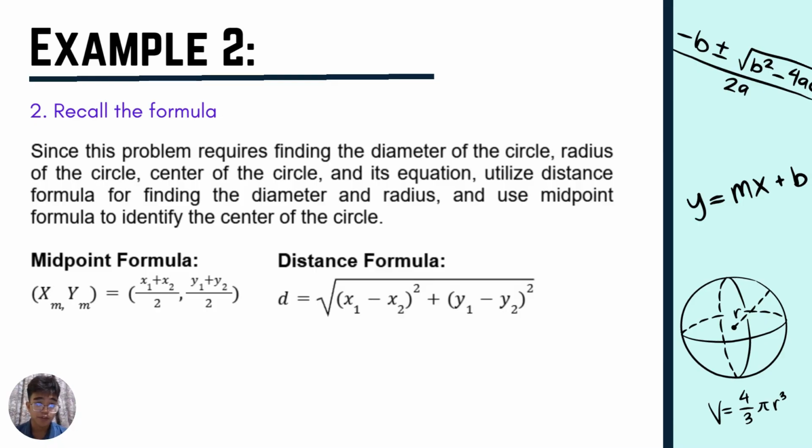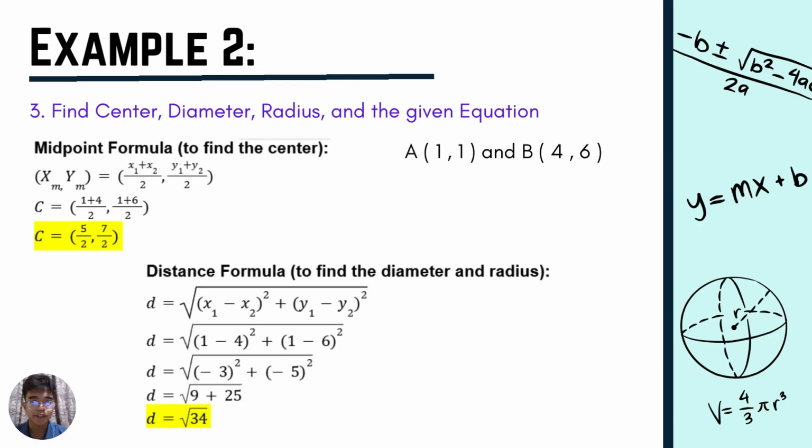circle. Now the midpoint formula is x sub m, y sub m is equal to x sub 1 plus x sub 2 over 2 for x, and for y, we have y sub 1 plus y sub 2 over 2. Now for the distance formula, we have d is equal to the square root of x sub 1 minus x sub 2 squared plus y sub 1 minus y sub 2 squared. Now we will find the center, diameter, radius, and the given equation.